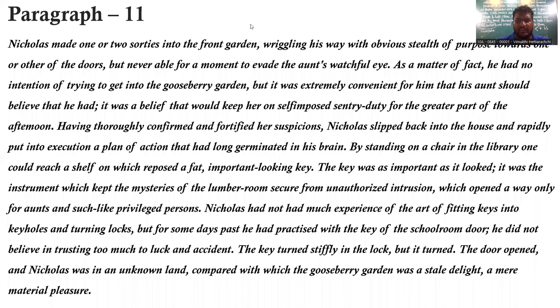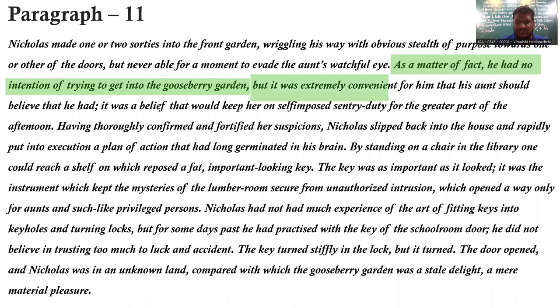Look at this, he says, as a matter of fact, please highlight, he had no intention of trying to get into the Gooseberry Garden. He never wanted to go there, but it was extremely convenient for him that his aunt should believe that he had. He is actually entering the Gooseberry Garden not because he needs to enter. He wants to prove the fact that, okay, you wanted me to enter the Gooseberry Garden and you want to punish me, right? I will enter the Gooseberry Garden because you said so, but I will always escape. You will never capture me. Can you understand?